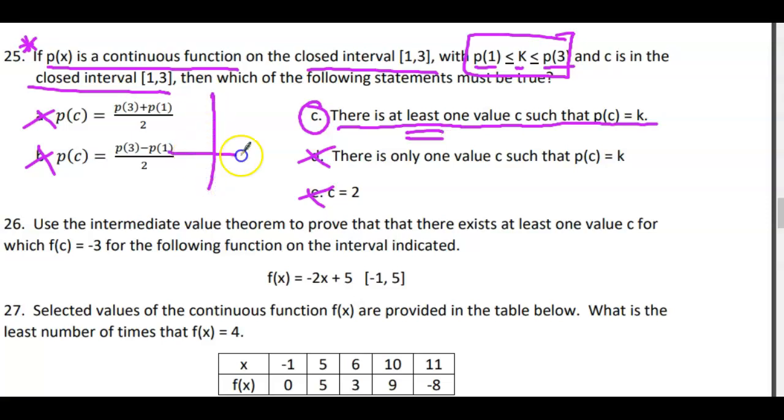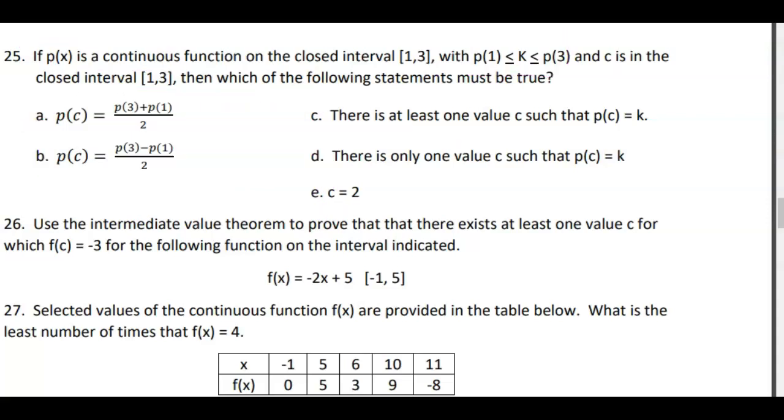The point is that we have some function, and we're going from 1 to 3, and p of 1 is less than p of 3, and k is somewhere in the middle. Now, it's possible that it crosses that k line only once, but it could technically cross it a few times, right? And so we can't say that there's only one value of c such that p of c equals k. There's at least one. And so the answer is C. That's the IVT theorem. Let's go ahead and take a look at number 26.